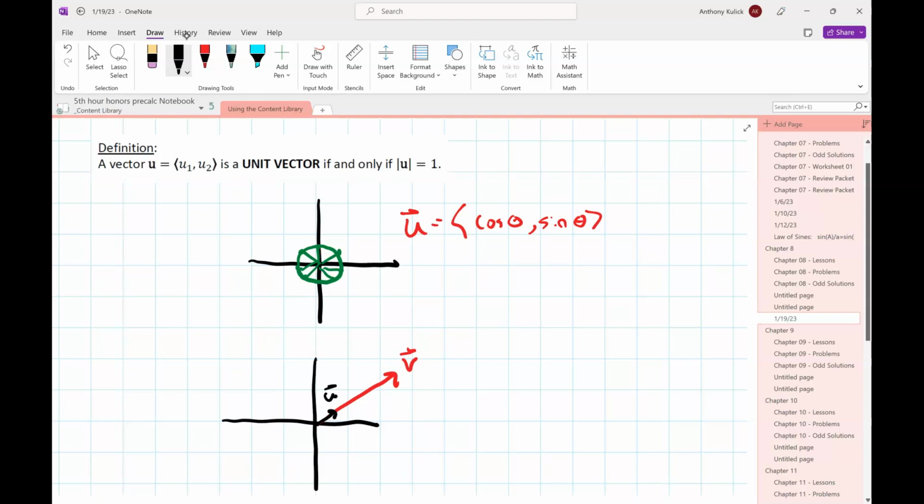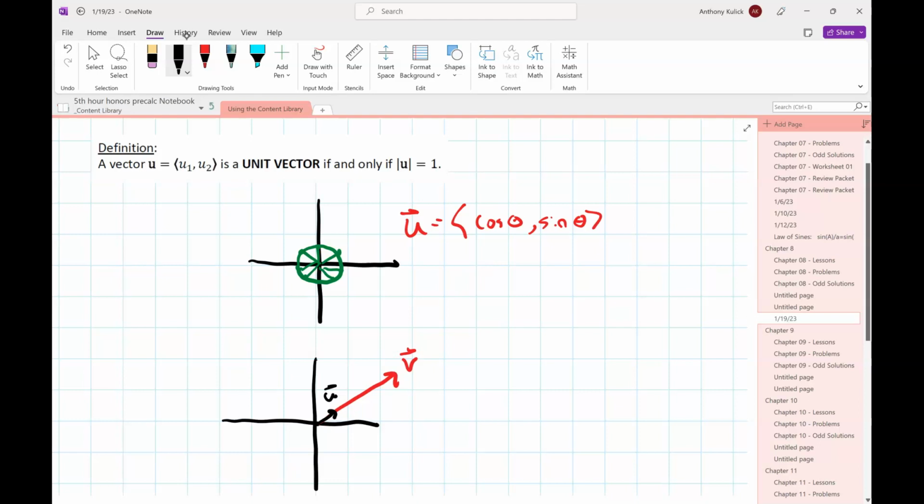But more often than not, we're talking about shrinking because Mr. Kulik isn't going to give you like 0.01 comma 0.61 as your vector to try, you know, like that's dumb looking. That's annoying to have the decimals like that.